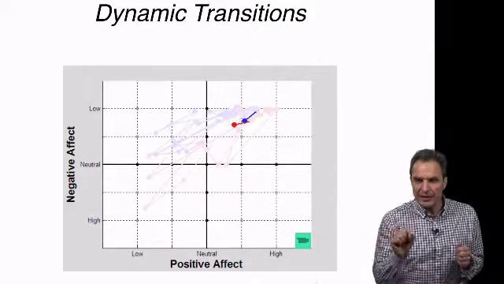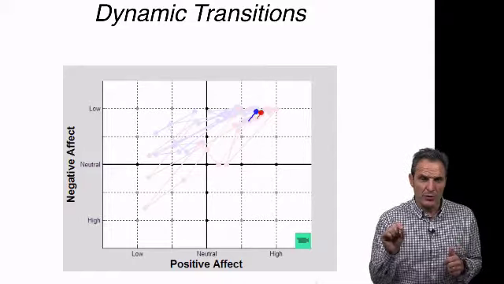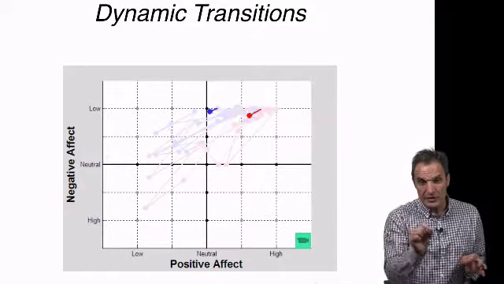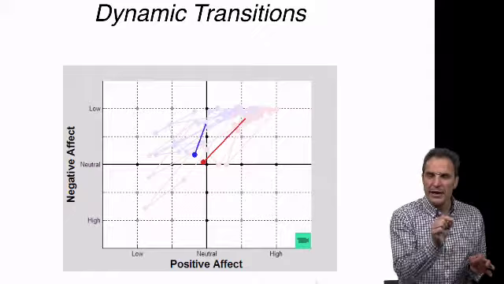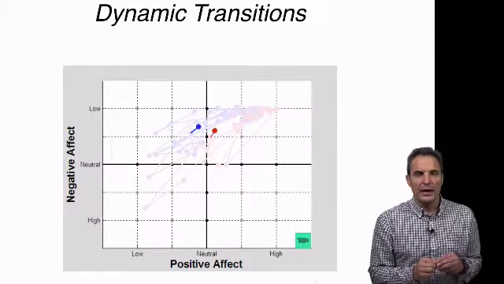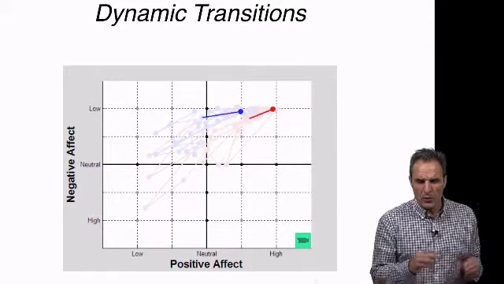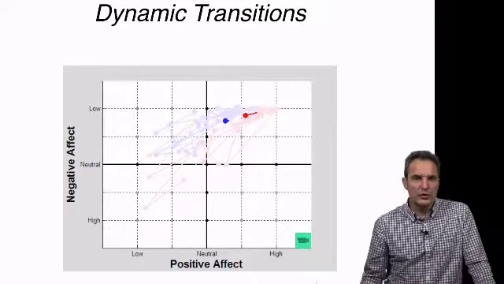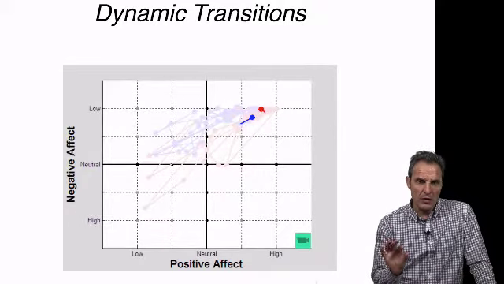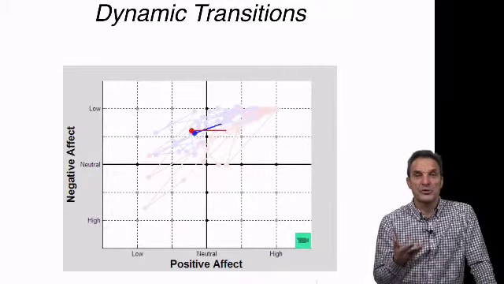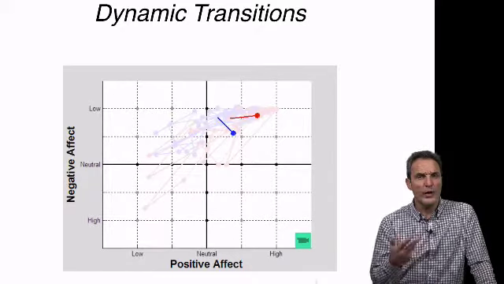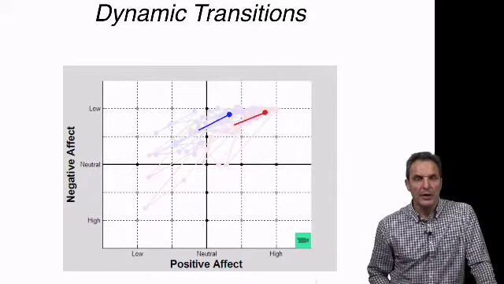Sometimes the affect stays in the upper right corner. Sometimes there's a transition that crosses the axis and goes all the way to the lower left corner. So we wanted to know how can we capture these patterns? How can we quantify these patterns?